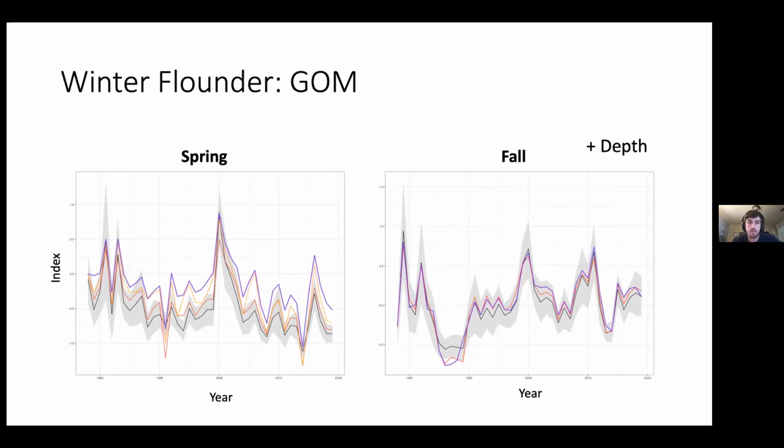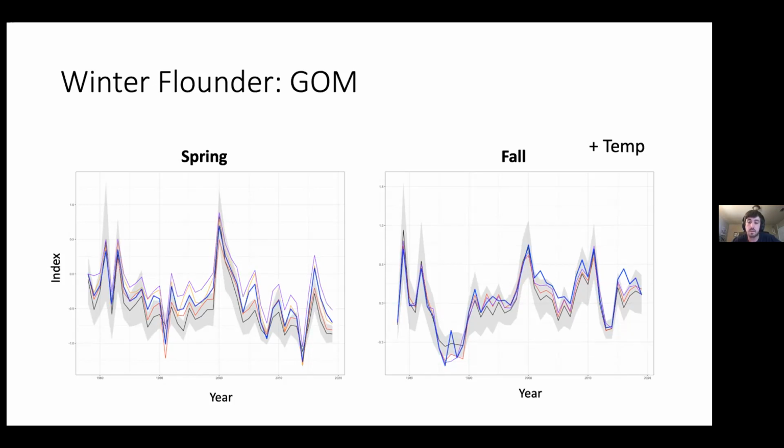Depth was important for both the spring and fall survey for this model development. Here for the spring, again, it pushes the time series up a little bit, still with that interannual variability. Depth here for the fall doesn't really do that much. It's similar trends throughout.